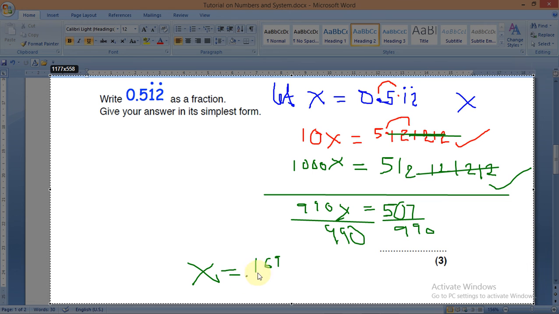169 divided by 330. Guys, you can confirm that, just put that in your calculator and check. So when I put that in the calculator, I have 0.512, so 12 keeps repeating indefinitely.